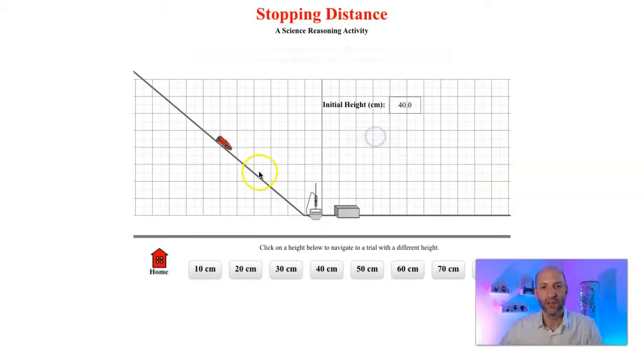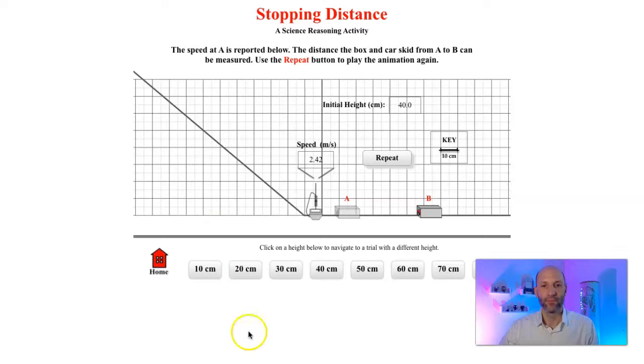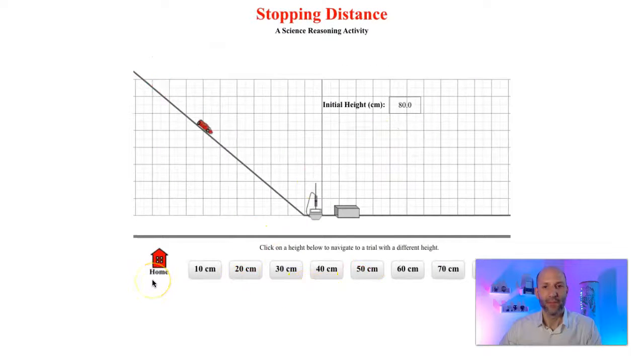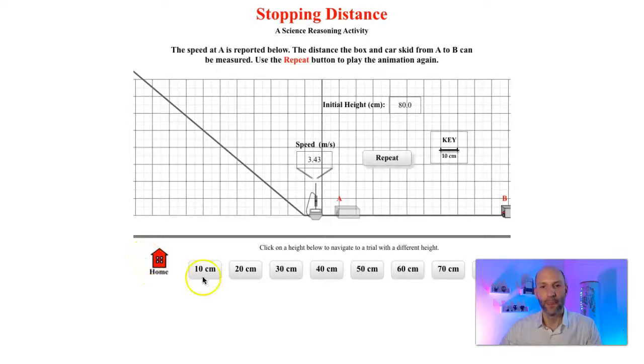And remember that you're going to be doing at least 3 heights and then finding the average distance that the car pushes that cup. To change the height, you simply click one of the buttons along the bottom. So let's say you want to go to 80 centimeters. You could release the car and see how far the car pushes it when it's at a height of 80 centimeters. Again, you're going from where the cup started, the front of the cup, to where the front of the cup ended up.